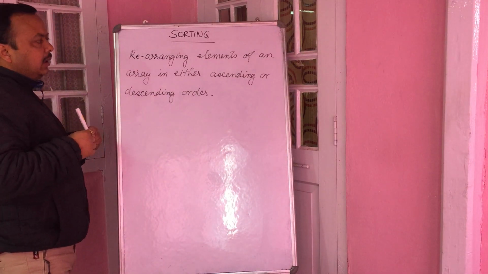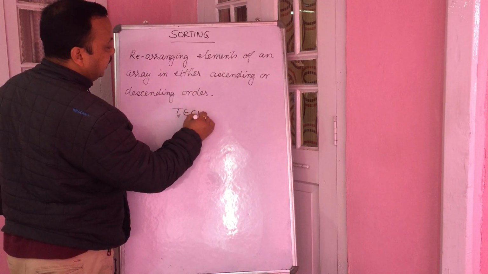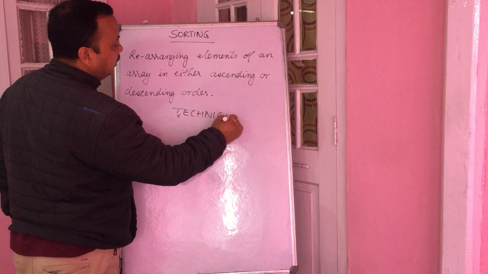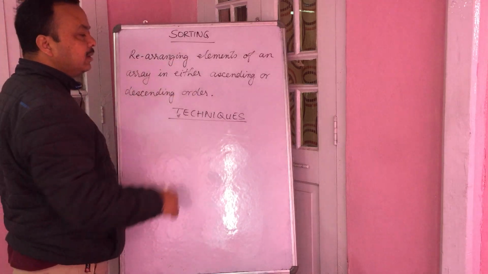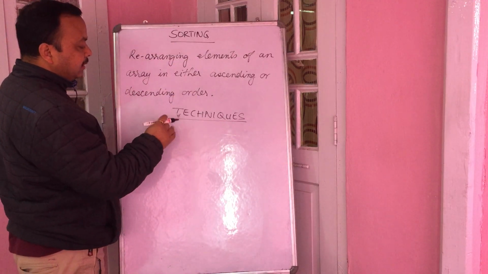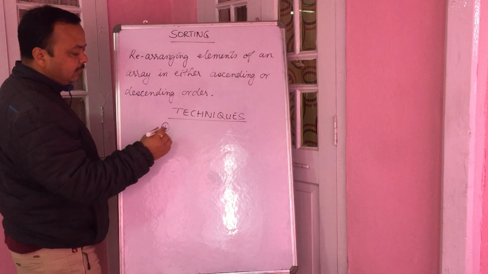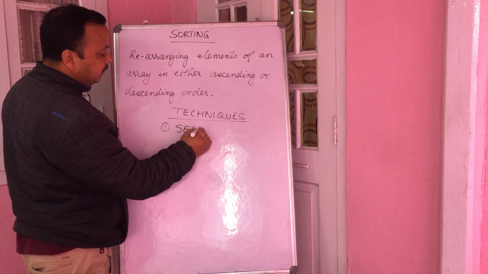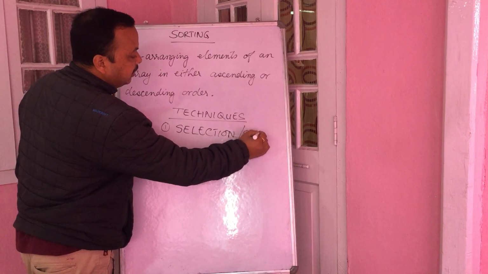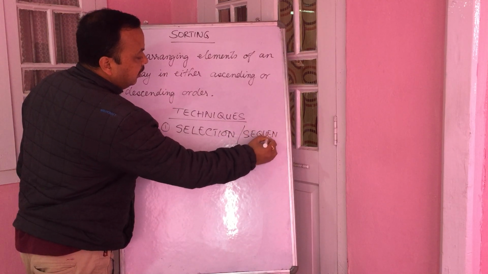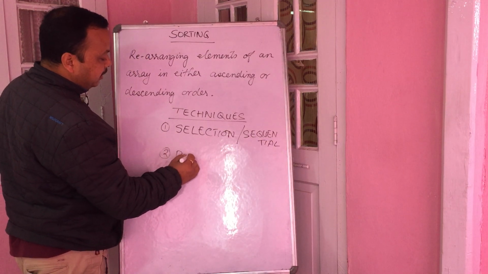Now, if we talk about techniques, there are many techniques, probably more than 20 different techniques for rearranging these elements of the array. But in our syllabus, we are only going to cover two: selection or sequential sort, and bubble sort.